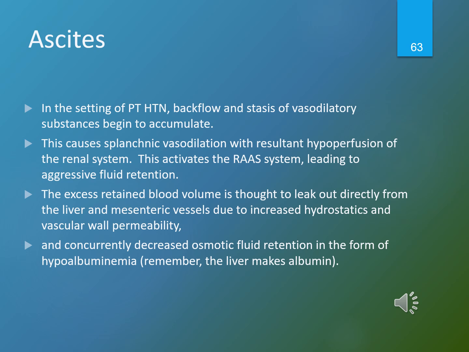So ascites, in the setting of portal hypertension: backflow and stasis of vasodilatory substances begin to accumulate. This causes splanchnic vasodilation. Splanchnic means organs, viscera of especially the abdomen. So splanchnic vasodilation with resultant hypoperfusion of the renal system activates the RAS system, renin-angiotensin, I don't know if you remember from anatomy and physiology, leading to aggressive fluid retention.